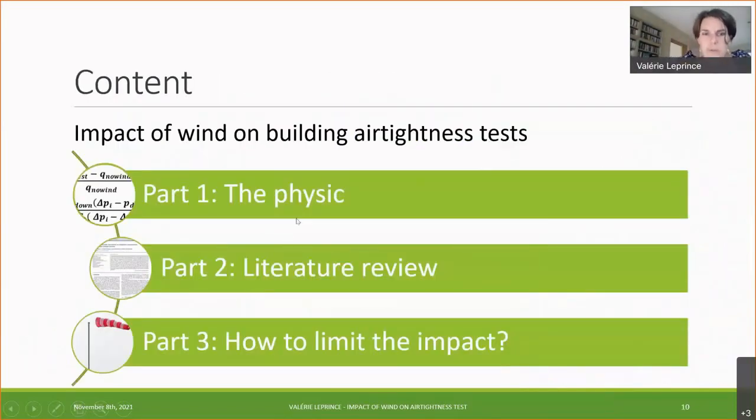So there is no need for this restriction. So what is the content of the ventilation information paper that you can download on the AIVC website? First, we have dealt with the physics. What are the reasons behind the problem of wind on air tightness test results? Then we have done a literature review on every publication dealing with this subject. So it can be an interesting starting point for researchers that want to start working on this subject. And then in part 3, we have made a few proposals on how to limit the impact of wind on the result of the test.